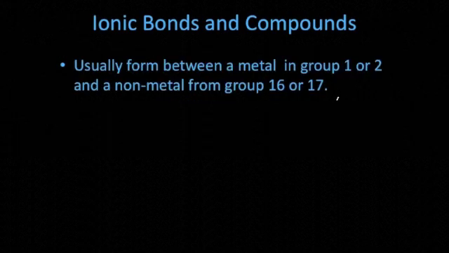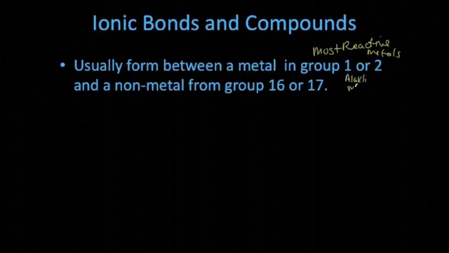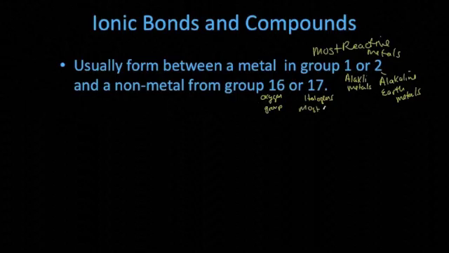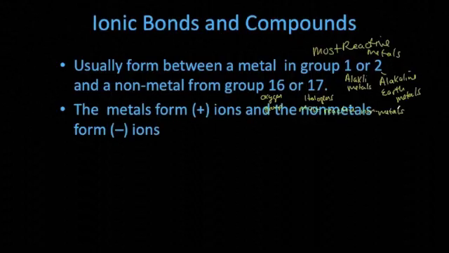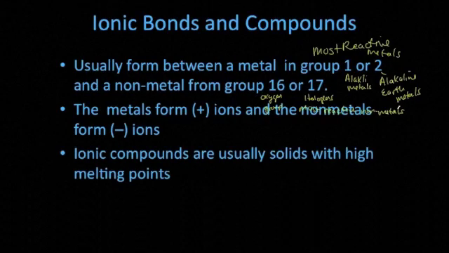They usually form between a metal in group 1 or 2 and a nonmetal from group 16 or 17. When I say usually, the reason is because groups 1 and 2 are the most reactive metals. Group 1, remember, is called the alkali metals, and group 2 is called the alkaline earth metals. Group 16 is the oxygen group, and group 17 are called the halogens, and they are the most reactive nonmetals. The metals form positive ions, and the nonmetals form negative ions. We've mentioned that a couple times already. Unique features of ionic compounds are that they usually are solids with very high melting points, so it takes a lot of heat to melt them.